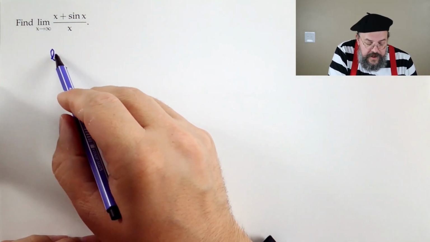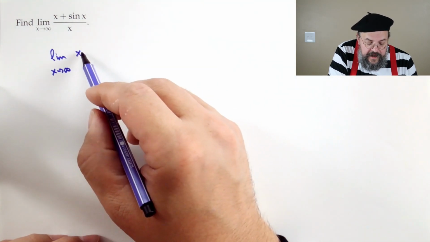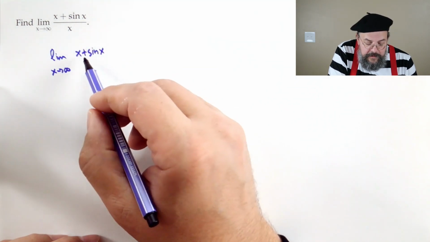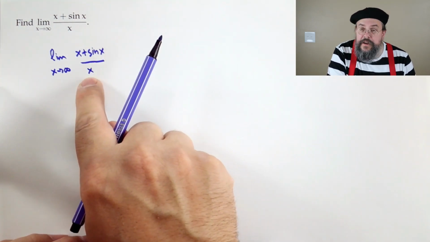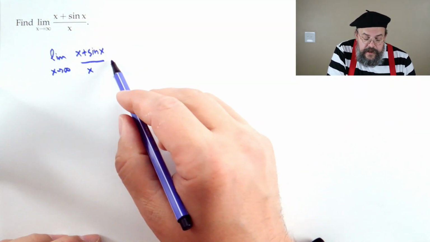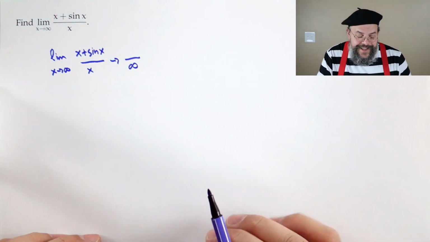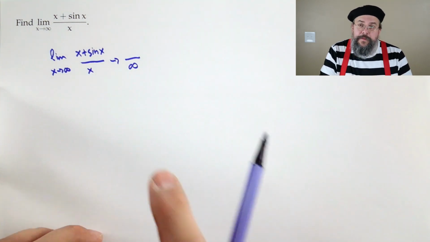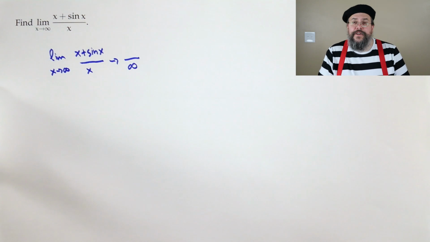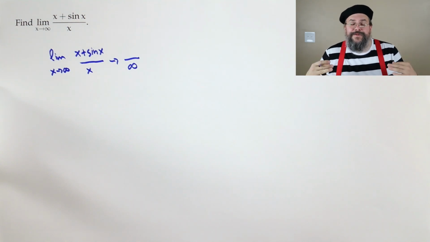Well, the first thing we should think about is, what's happening to x plus sine x and what's happening to x? Now, it's easy to say what's happening to x. X is going to infinity, so the denominator is going to infinity. That makes us think we might have a L'Hopital in our future, right? Well, let's look at the numerator. Okay, so this is infinity, but what's happening to sine of x? Well, the answer is that sine is sinusoidal. In other words, it's just going up and down. It's oscillating between -1 and +1.